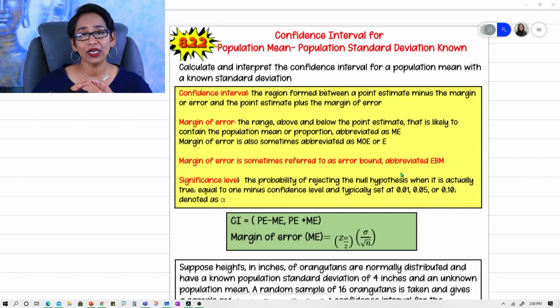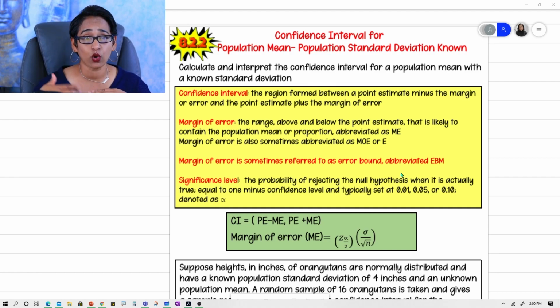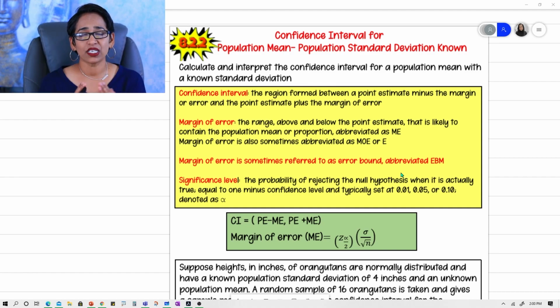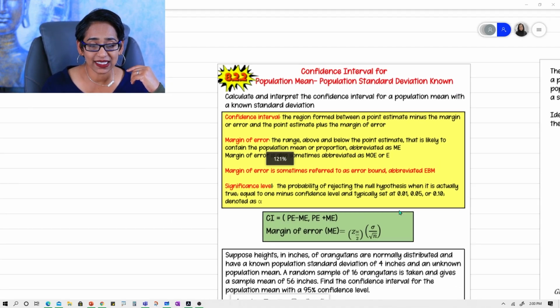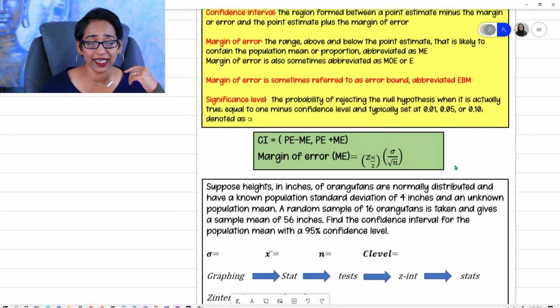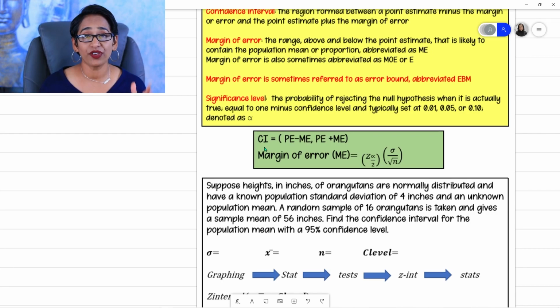We will look in detail as we go deeper into the topic, but as of now, your significance level is 100 minus your confidence percentage. If you're 95% confident, your significance level is 5%. If you are 99% confident, your significance level is 1%. All right? Okay, so next is how to calculate your confidence interval.